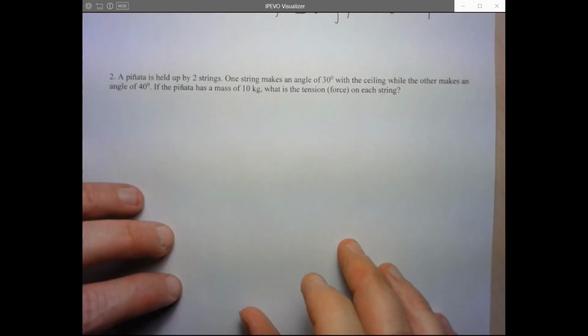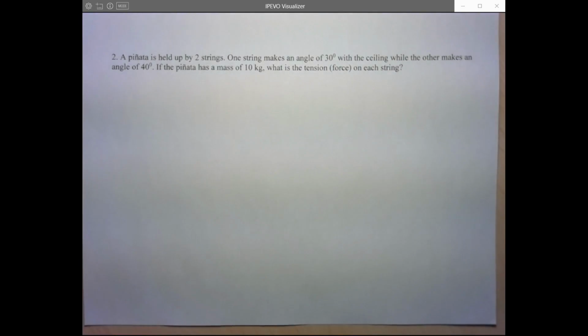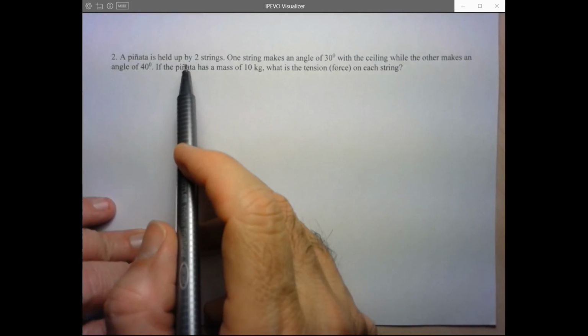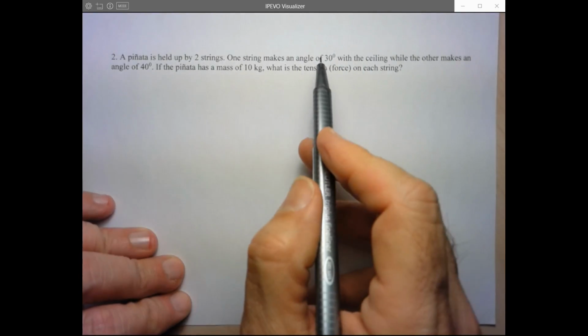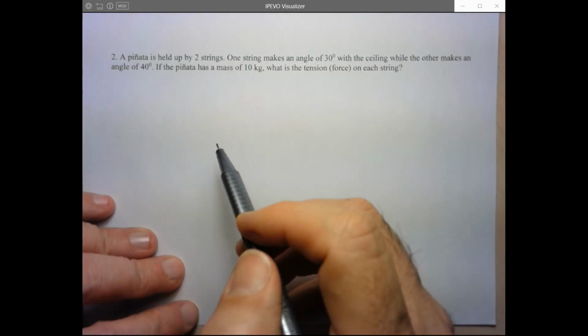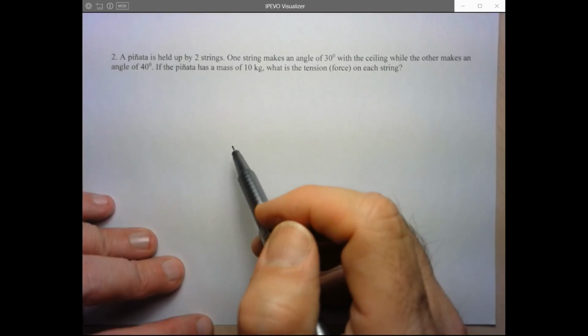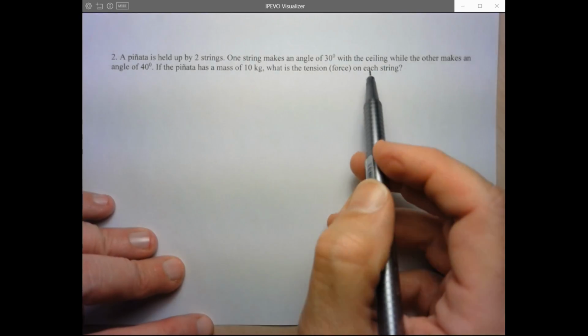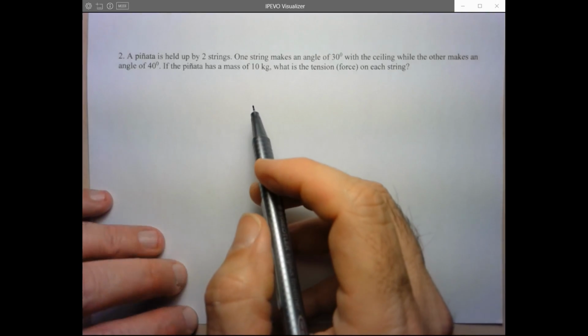And this is a question that we referenced in that introduction. Okay, so we have this object that's being held up by two strings, and they give us the angles that the strings make with the ceiling. Then they give us the mass of the piñata, and they want to know what is the tension in each string. The tension just represents the magnitude of the force in those strings.